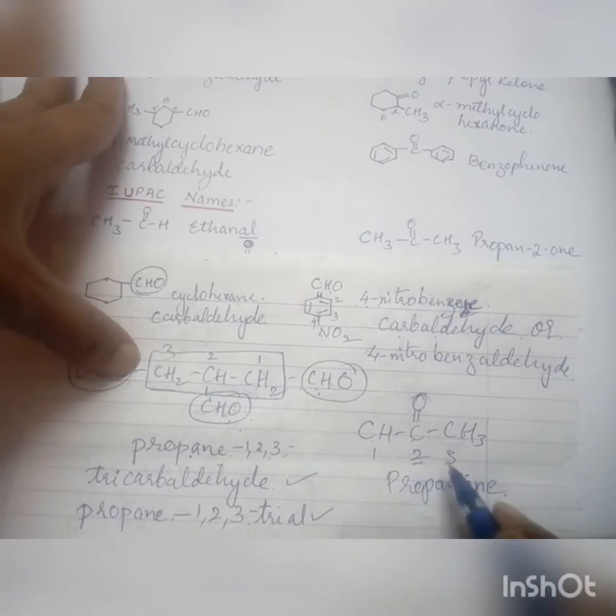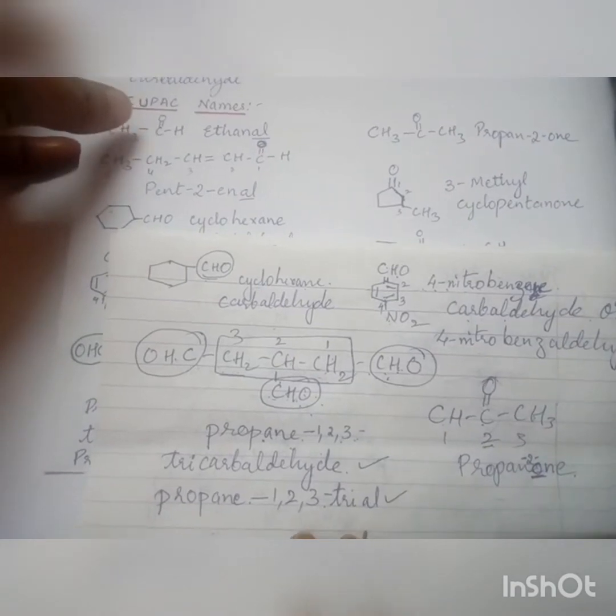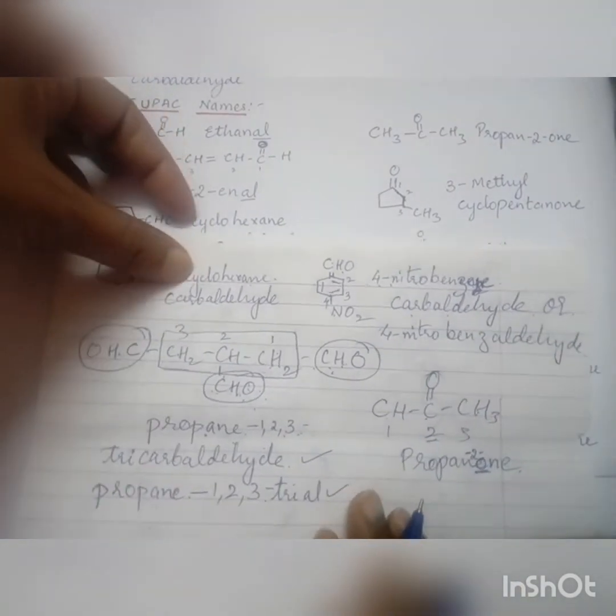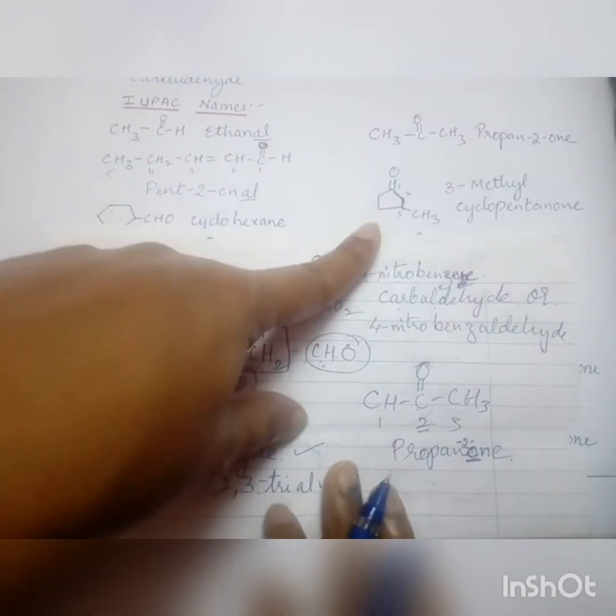But since in propane there is no other choice, only at the second place is the ONE there, sometimes they may neglect writing this 2. So this is about propanone. In a similar way, you can take any number of carbon atoms across the ketonic functional group and name it. Now let us go for the next compound.